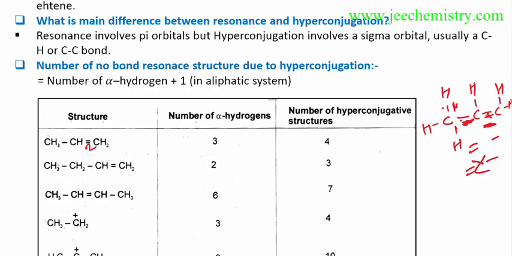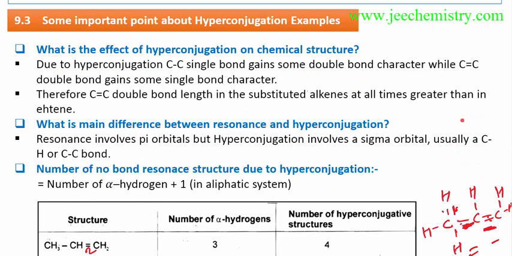double bond character. That's why the bond length of this pi bond increases. And this single bond has more length than the pi bond, but this single bond sometimes becomes a pi bond. That's why this bond length sometimes decreases. So the bond length is affected by hyperconjugation.